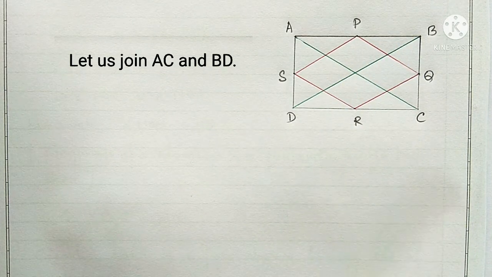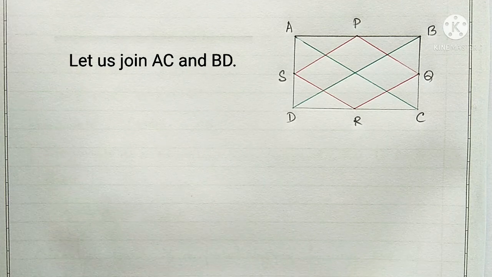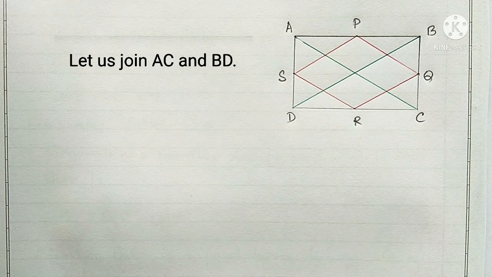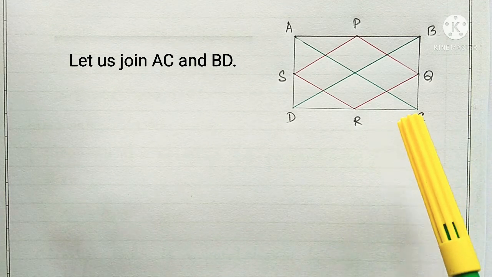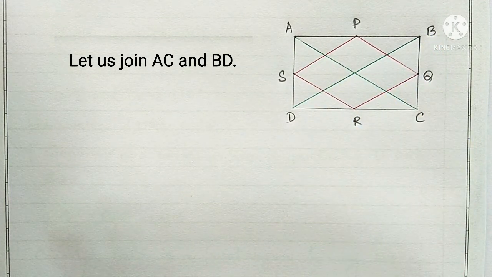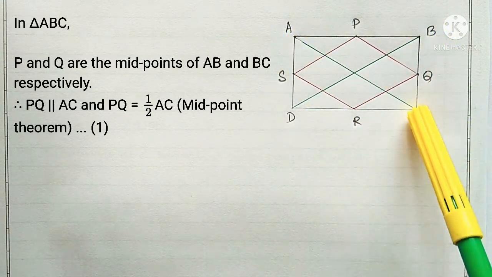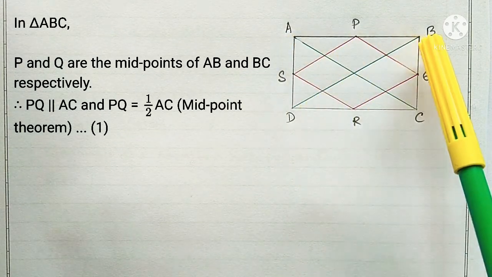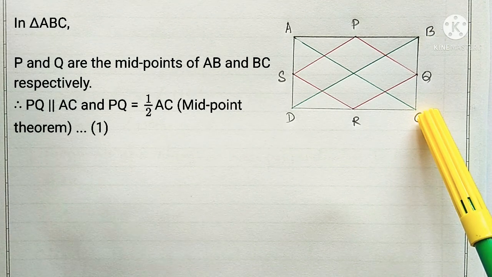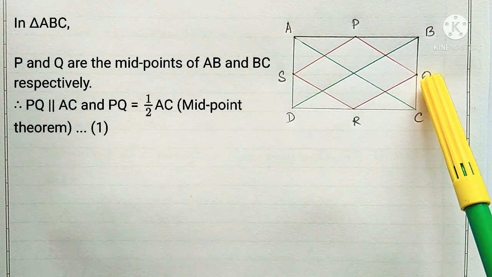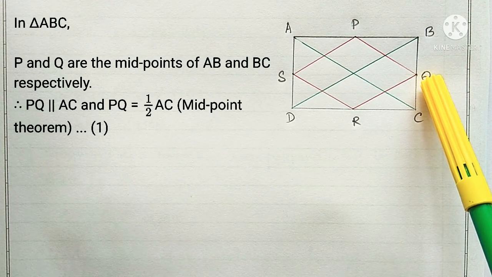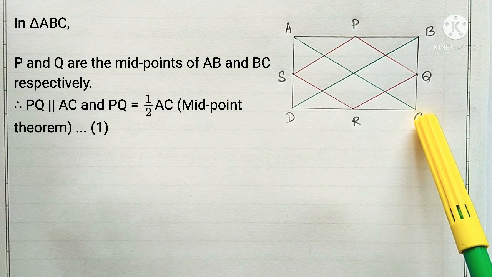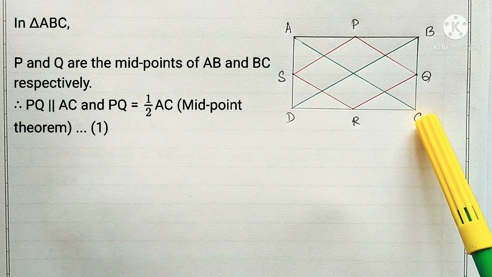In case of a rectangle, one thing we know: the diagonals are always equal. Later on we apply this concept, but first you see here AC is a diagonal as well as BD. Now if you see triangle ABC, this part we have to consider. In this triangle, P and Q are the midpoints, already we know. So in triangle ABC, easily we can apply the midpoint theorem.